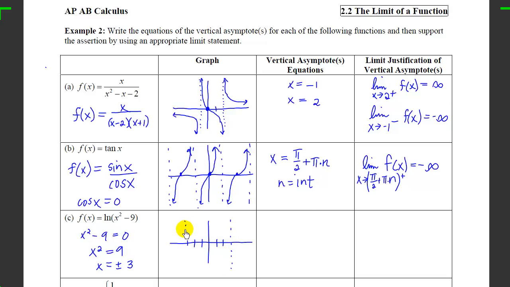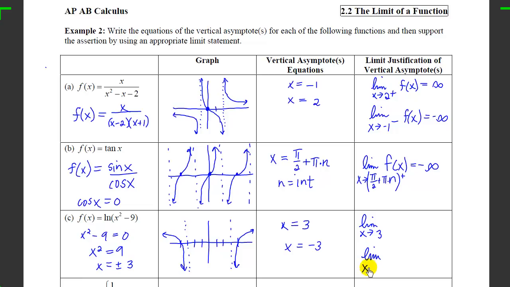And remember that natural logs are not defined, or any log is not defined, for negative inputs. So that means we are going to have a graph that looks like a natural log on the left and on the right. So I have two vertical asymptotes where x is 3 and x is -3, and I can justify using limit statements and approach those 3's from the correct direction.